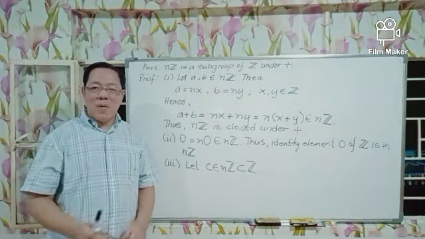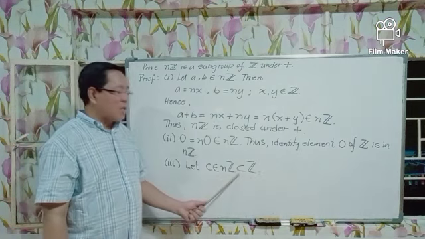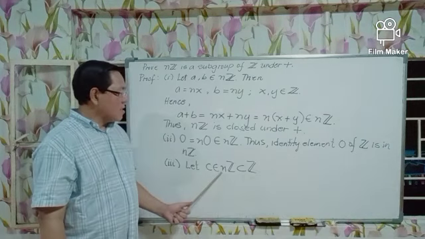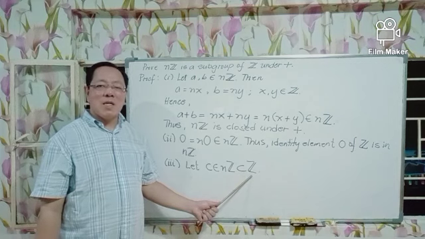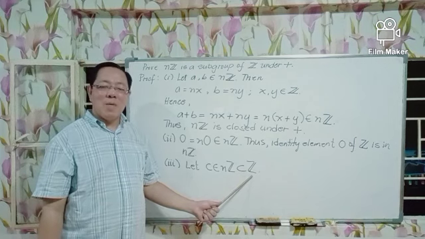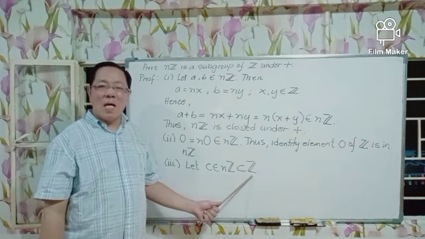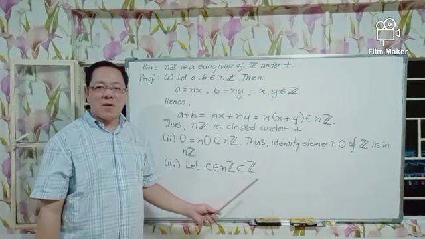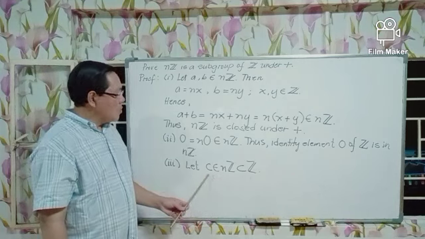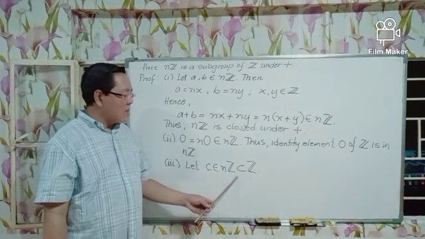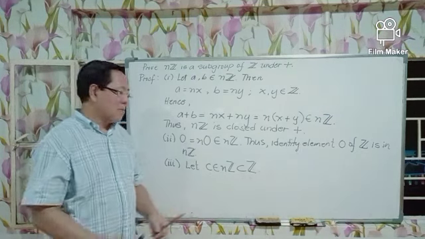We let c be any arbitrary element of NZ, and we know that NZ is a subset of the set of integers. That is, every element of NZ is an element of Z. And we know that Z under addition is a group, thus every element of Z has an inverse. Particularly, every element of Z has an additive inverse. The inverse of every element of Z under addition is called the additive inverse. So if c is an element of NZ and NZ is a subset of Z, then c is an element of Z.